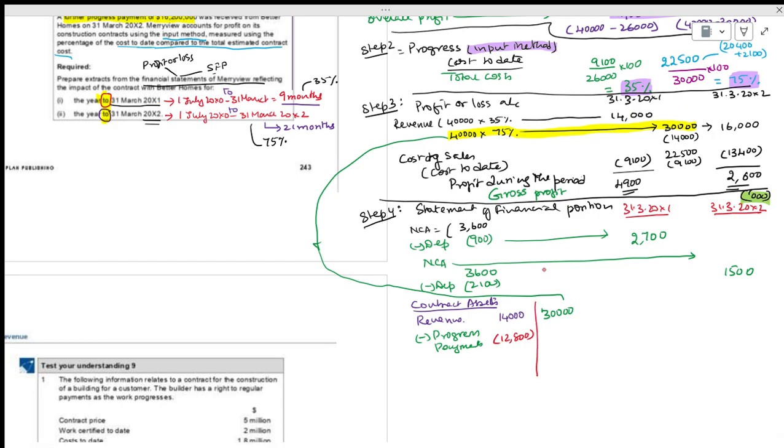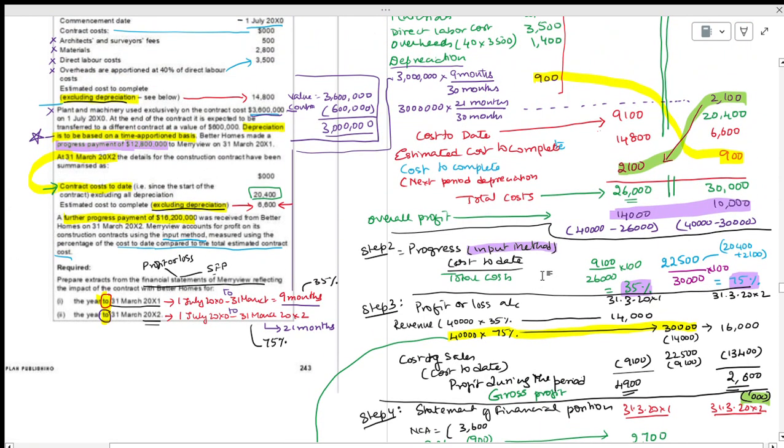For 35%. Okay. And how much do you have to take here? Progress payment. Yes, Hussein, tell me. I want your involvement. How much is the progress payment? This is with respect to 35%, and this is with respect to 75%. How much is the progress payment?